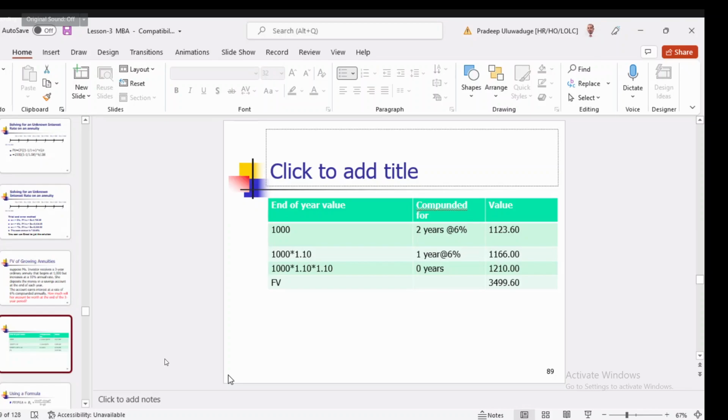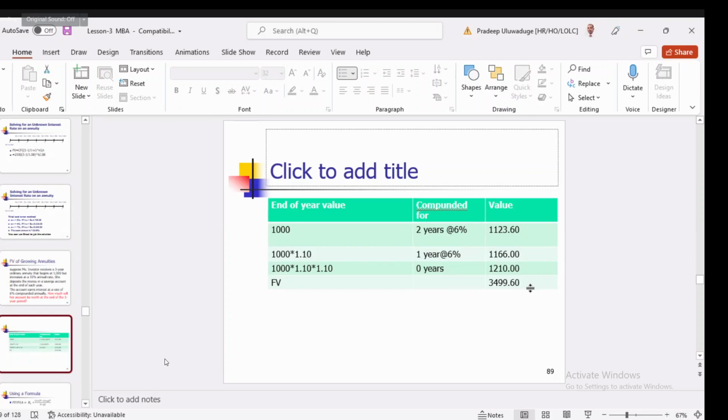1,210 you deposit at the end of the third year. So there will be no interest compounded, right? It's the same day at which we are calculating the future value. So the value will be 1,210. When you add these three together, you get the future value of this cash flow, right? 3,499 and 60 cents, right? Very correctly, as one of you has given me the answer.